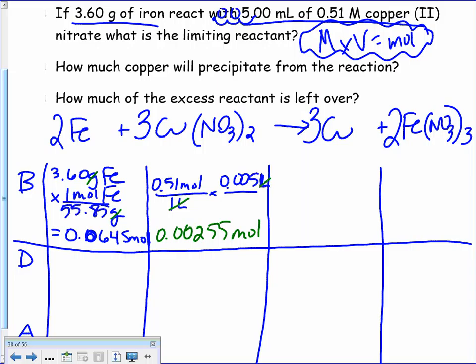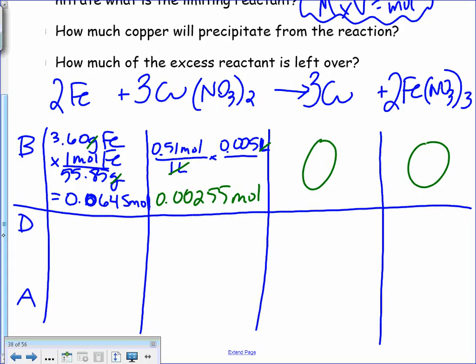How many products do you think we have before the reaction starts? Say again? 0. There's nothing here. Put a big 0 here and here. There are no products before the reaction starts. If not, that would be really rough, because then we could never stop things from reacting, right? So we've got them separate right now. There's this many moles of the iron and this many moles of the copper.